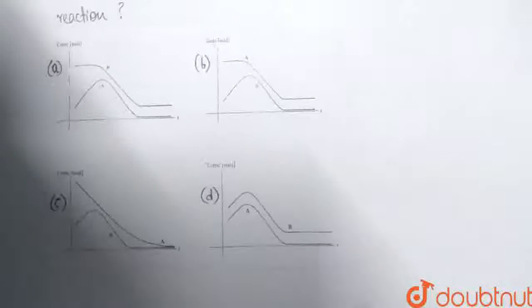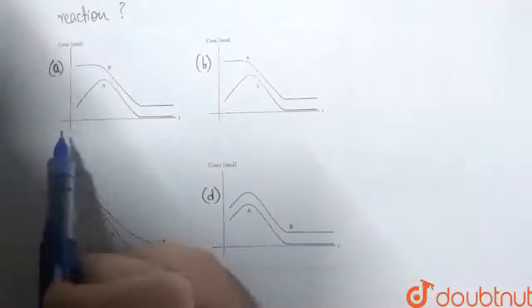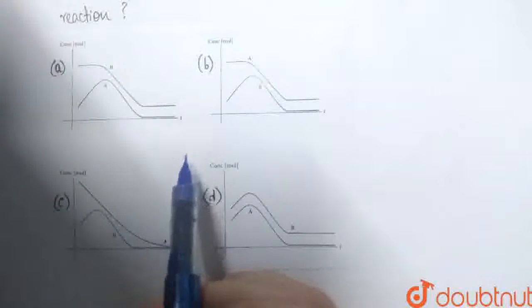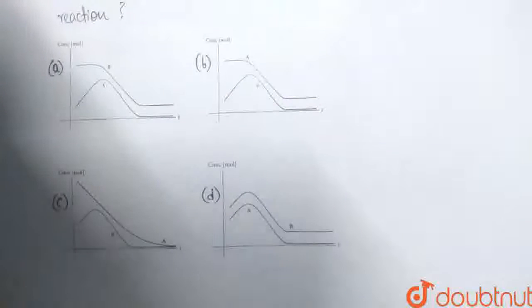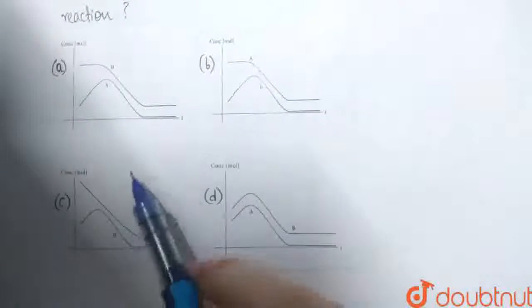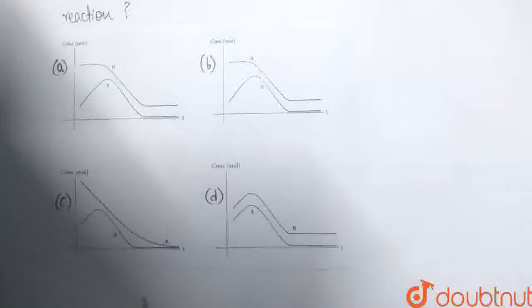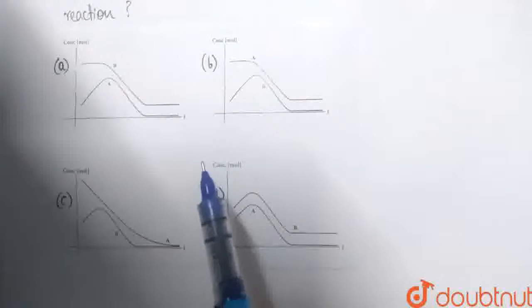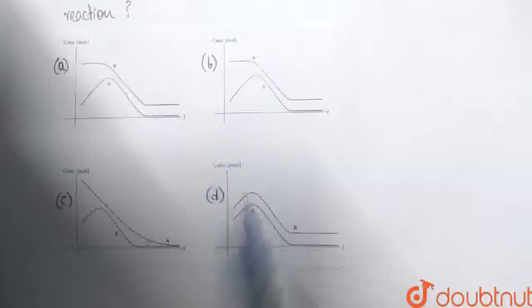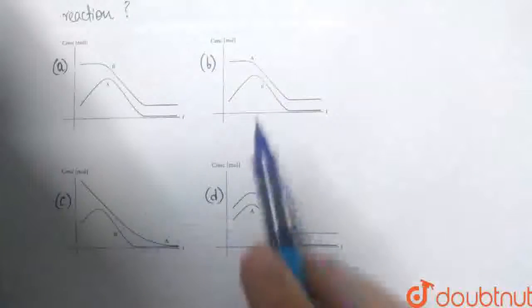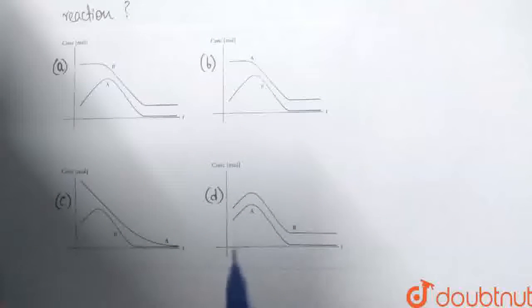So we have four graphs here. On the y-axis we have the concentration in moles. On the x-axis we have time, right? So from the question we know that the reaction will not start until the concentration of reactant B reaches a certain value, right? So B has to be increased until it reaches a value, after which the reaction will start. So first we have to find out in which of these graphs is B increasing up to a point.